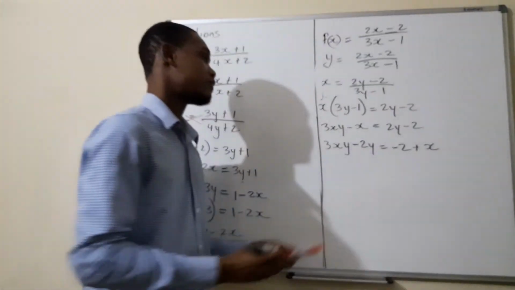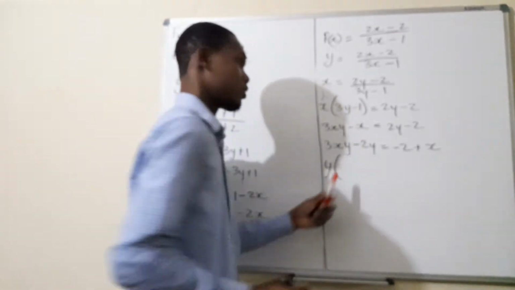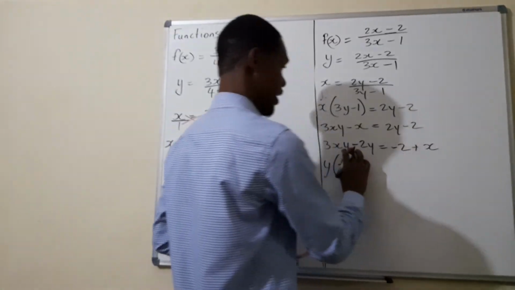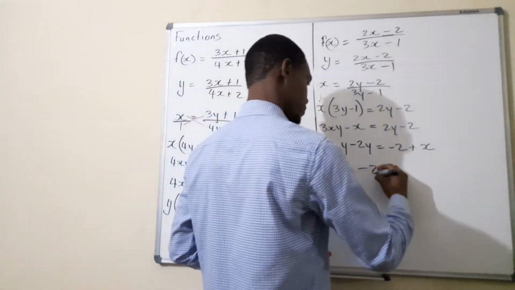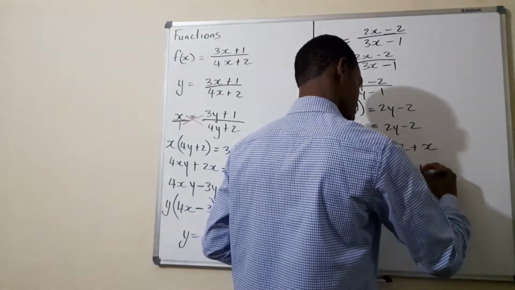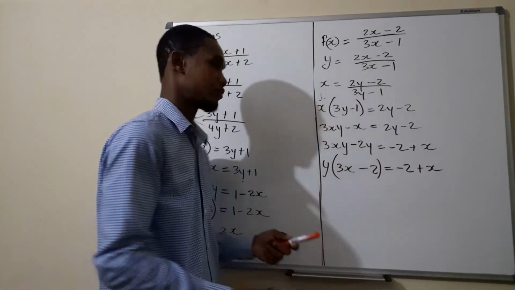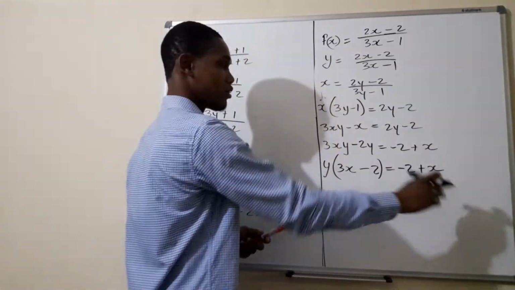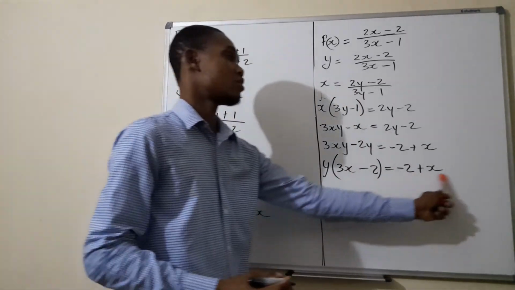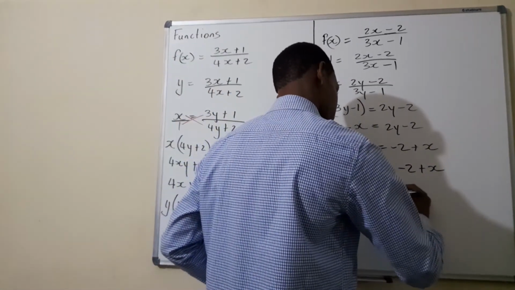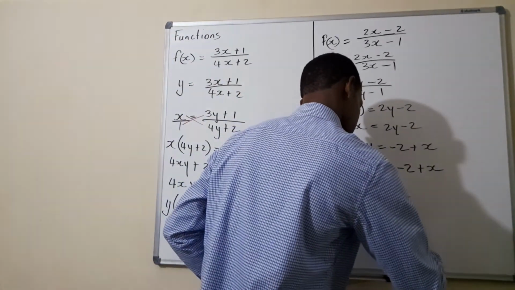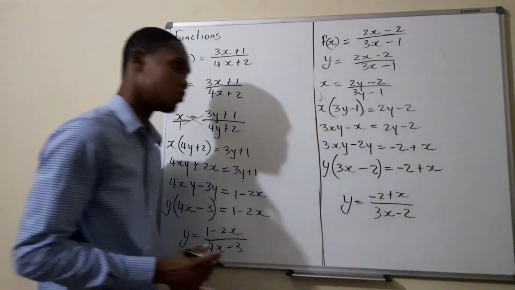Now when you get here, factorize out your y, take off the y off this, whatever you have left, you write it, so that's 3x, minus, take off the y, you have only 2, equals minus 2 plus x. Now whatever is in the bracket, you will divide the other side by it. So y will be equal to what's on this side, so that's minus 2 plus x over this, so that's 3x minus 2, and that's it.